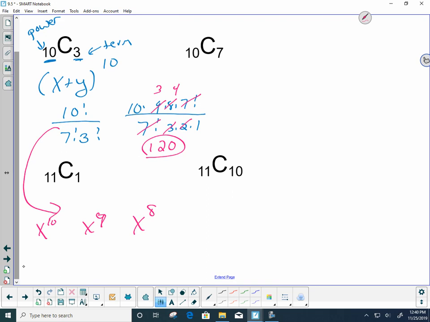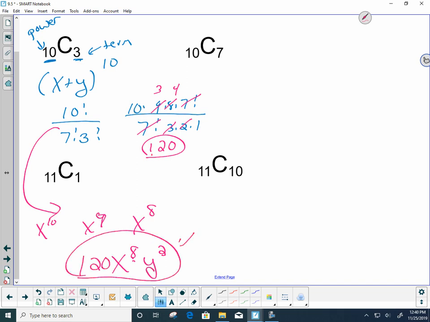That would be my 3rd term. X would be raised to the 8th power. So if x is raised to the 8th power, y has to be raised to the 2nd power because those two would be added together, and this is if they wanted to find the actual term, and then the coefficient would be 120. So this is the 3rd term. They didn't ask for that, they just asked for this coefficient, so that's all you have to do.